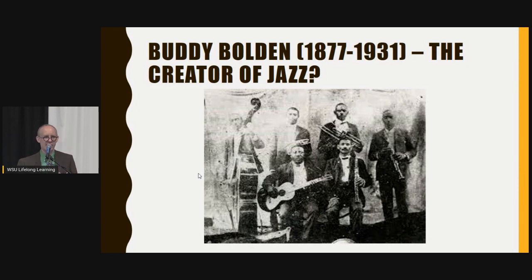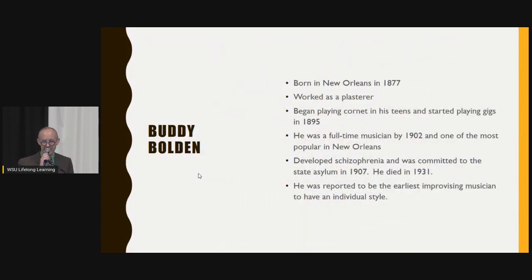Supposedly, he had some really interesting innovations as far as how rhythm was approached in jazz, and almost everyone agrees that he was the first one, maybe if not to improvise, then the first one that developed a sound that was signature to him. We'll probably never know. I don't see any way there will be recordings of him, and here's why. I mentioned that the first jazz recording was made in 1917. Unfortunately, he was committed to a state asylum about 10 years before that. He started working as a plasterer and began playing the cornet in his teens. And here's why a lot of people think jazz started in 1895, because that's when Buddy Bolden started playing gigs. So there's the answer to that.